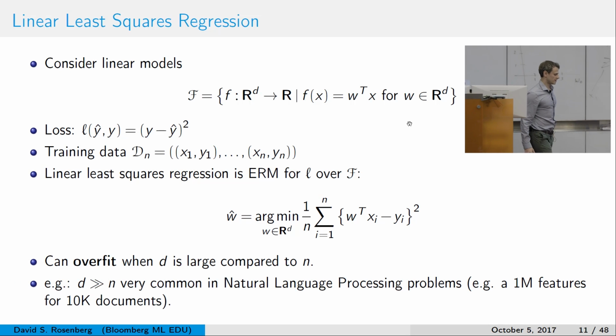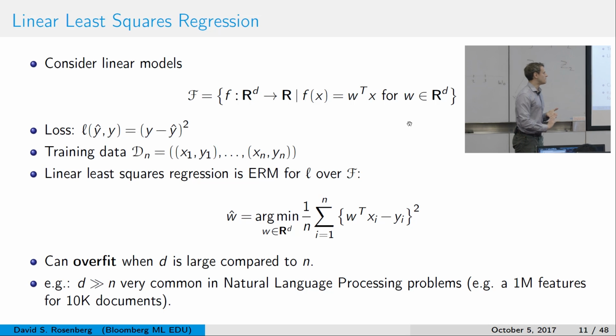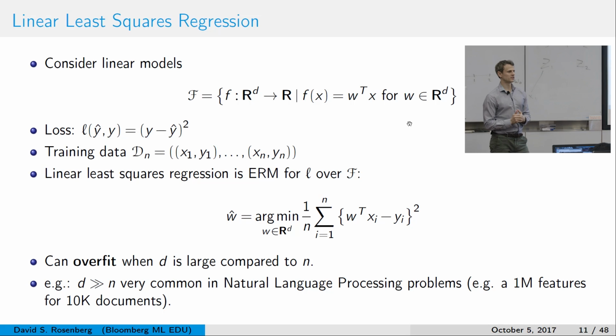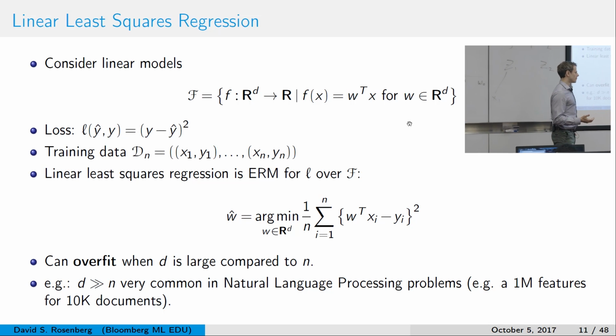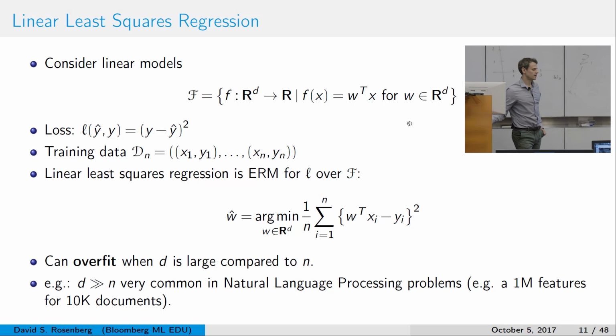So the issue is that this can overfit. In particular, when the dimension of the input space is very large compared to the amount of training points we have, this is prone to overfitting. And this is not at all unusual. So in natural language processing domains, for instance, you can have input dimension in the millions. So 1 million features would not be uncommon for an NLP task. And you may only have 10,000 documents or something. So what to do? We would overfit with this type of basic ERM.